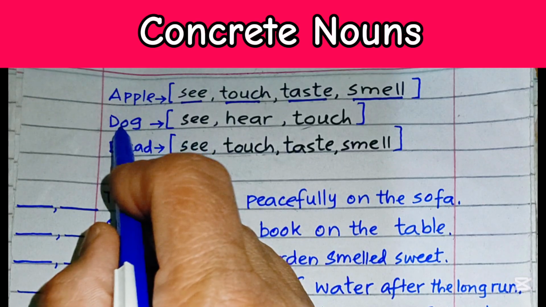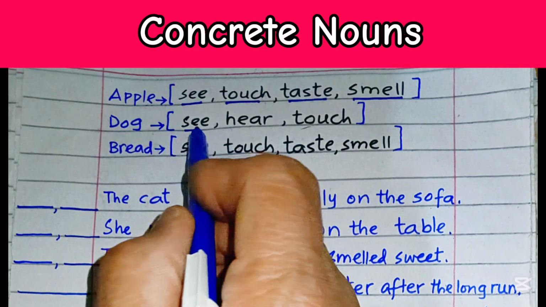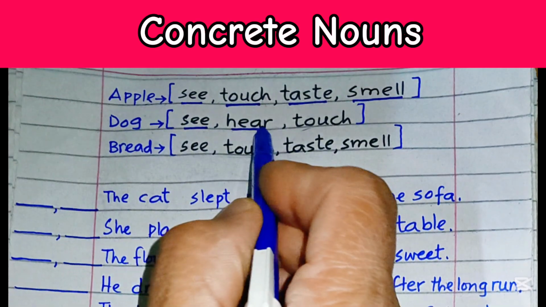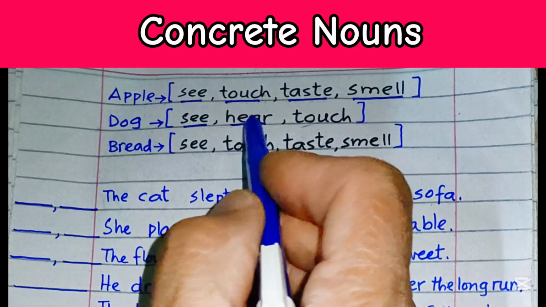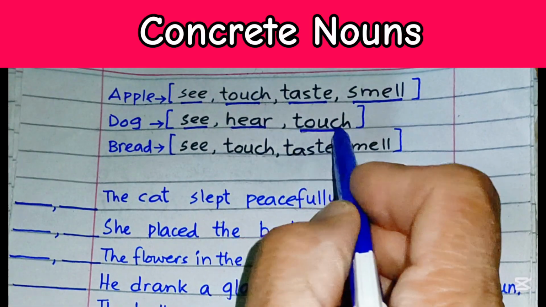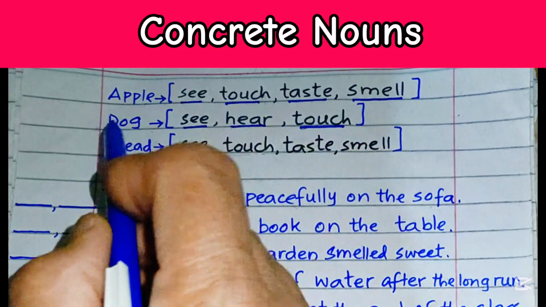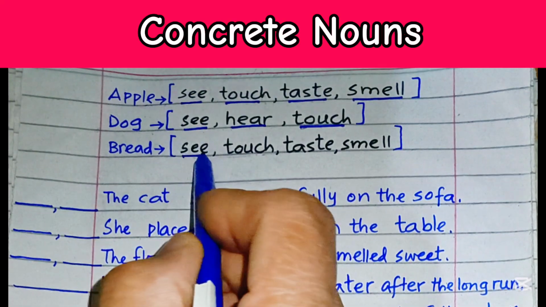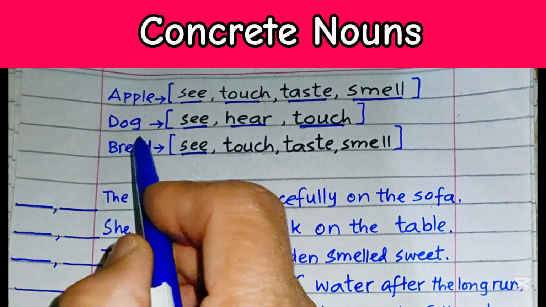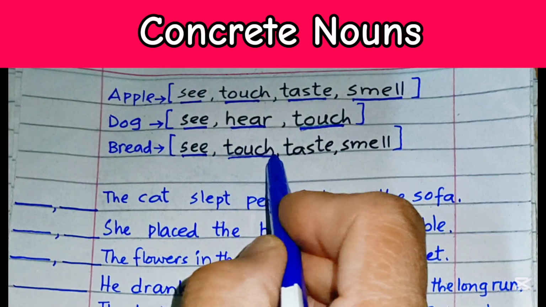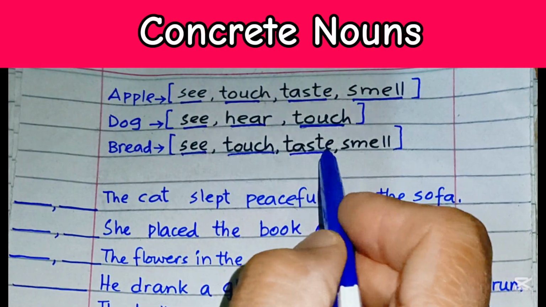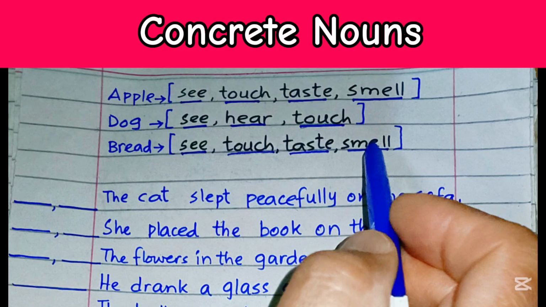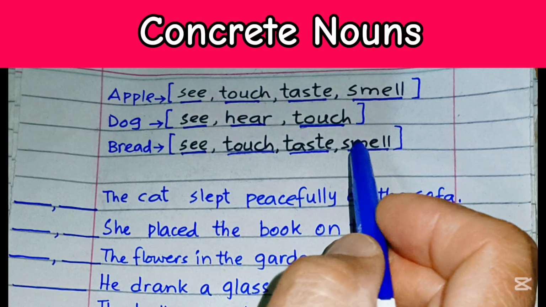Similarly, dog. We can see a dog, we can hear a dog barking or making some sounds, and we can touch a dog physically. And in this example, bread, we can have a look at bread, we can touch it, we can taste it after eating it, and then we can smell it. It is going to have a smell all the time.